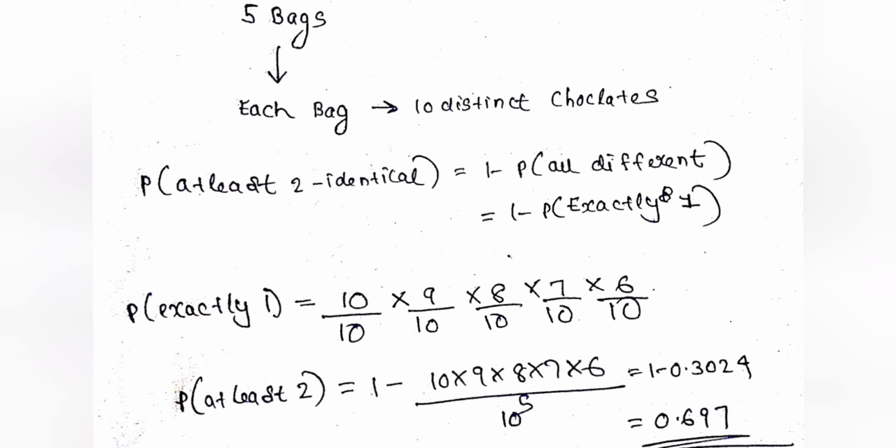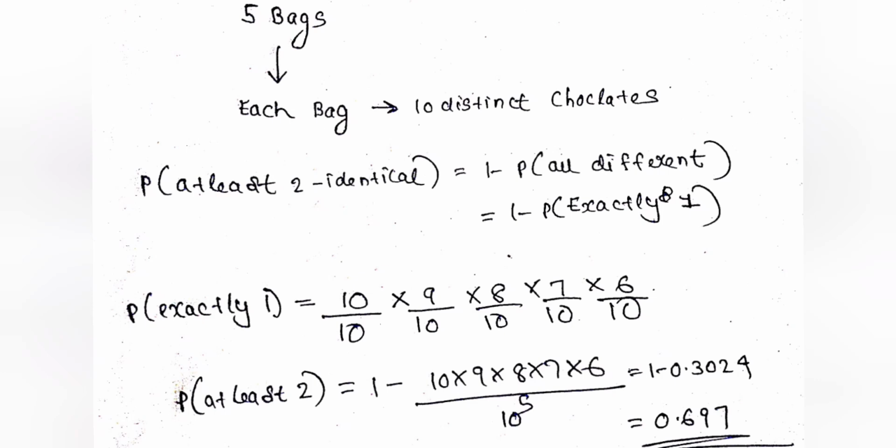We have 5 bags, and each bag contains 10 distinct chocolates. I need to find the probability of at least 2 identical. The easy way is to subtract from the total the case where all are different. I'm going to find that and subtract it from 1. That's the easy way to find at least 2 identical.